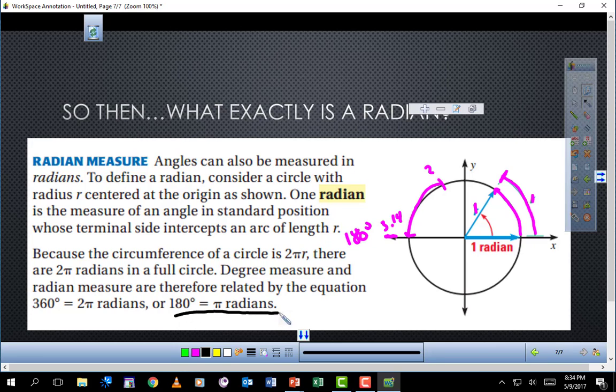180 degrees is equal to pi radians. Okay? You see, this location would be pi. This location here, if we did a full circle all the way around, would be 2 pi. This, of course, would be pi halves. You see? So you do half pi, a full pi. This spot right here would be 3/4 pi.